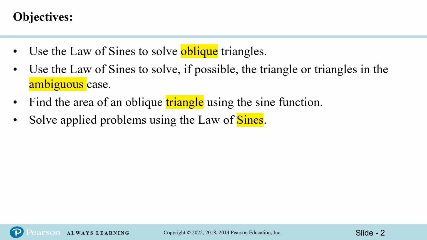So first of all, we can use the law of sines to solve what are called oblique triangles. And sometimes the law of sines leads to what's called the ambiguous case. We'll talk more about that. And find an area and applied problems.